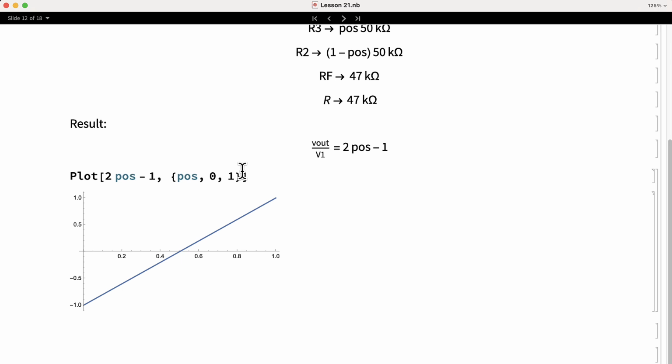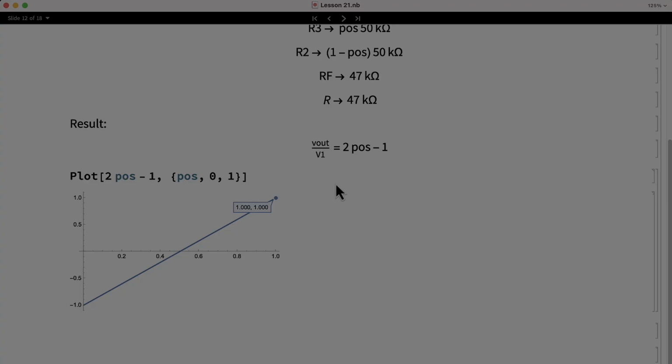If we plot this equation for the gain, we can see that when the position is 0, the gain is minus 1. And when the position is 1, the gain is 1. The first time I saw the circuit, it took me some time to understand it. But seen as a subtracting amplifier, the behavior is much more obvious.